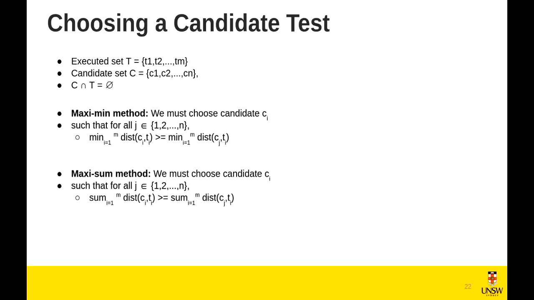The other method is the maxi-sum method, which means that we calculate the distance between C1 and T1, C1 and T2, up until Tm. We sum all the distances together and use that as a score for C1. Then we do a sum for C2 as well, up until Cn. We find the candidate with the largest sum and use that as our next candidate.